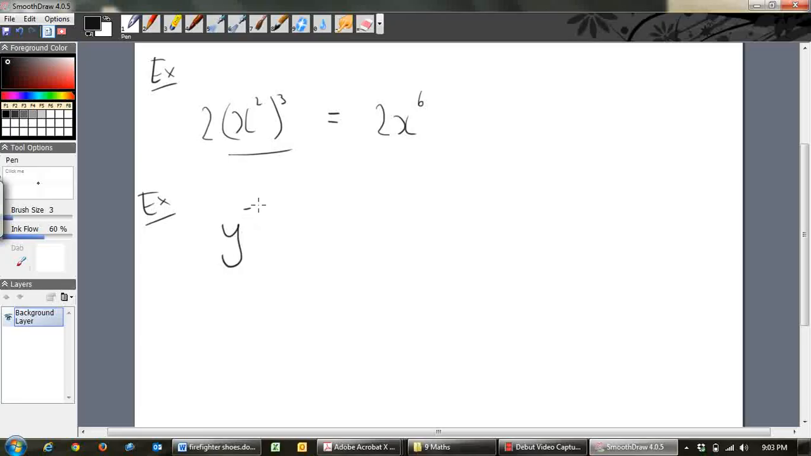Let's just do y to the power negative 2, all to the power negative 6. What would that be equal to? Well, that's just y, and we multiply the powers together because it's the entire thing raised to a new power. Negative 2 times negative 6 is 12, and so that's y to the power 12. That's index law number 4. I'll stop the video there and continue on in the next one.